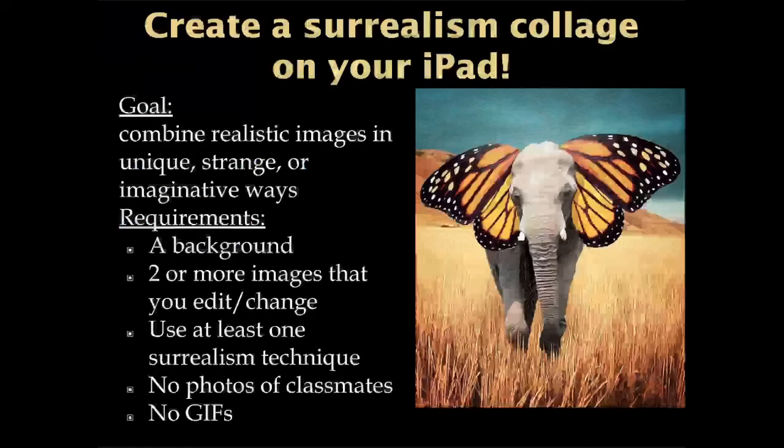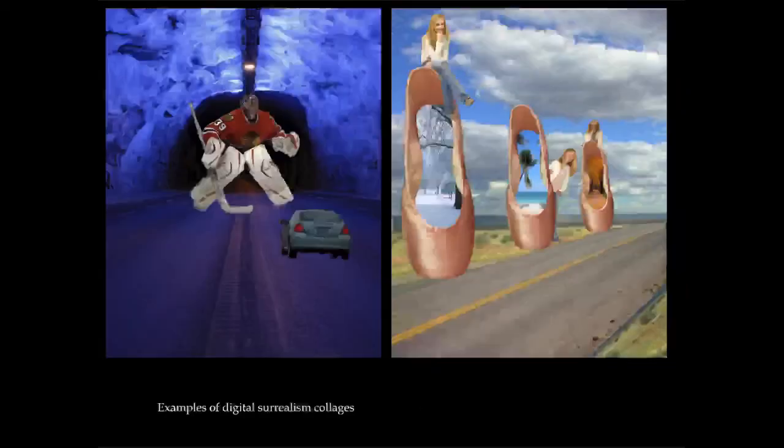Your goal is to combine realistic images in unique, strange, or imaginative ways. There's a few requirements that you need in order to make a successful surrealism work on your iPad. You need a background, so here you can see it's the grass with the mountains and the sky behind it. Two or more images that you edit or change. Okay, so in this one we've got the elephant and we've got the butterfly wings. Use at least one surrealist technique, and please don't do any photos of classmates, and no GIFs. They don't work when you're trying to send it to your teacher.